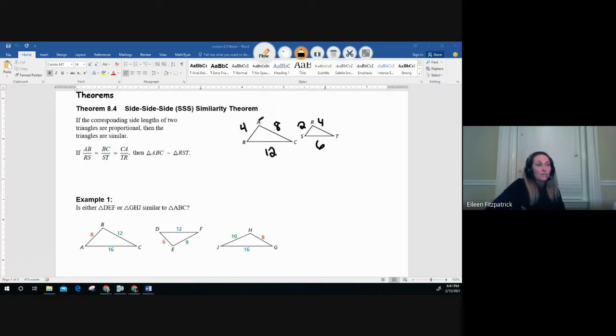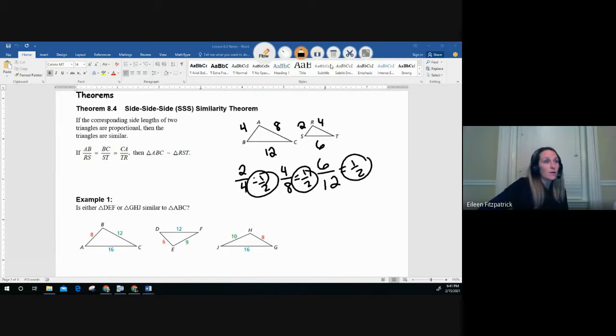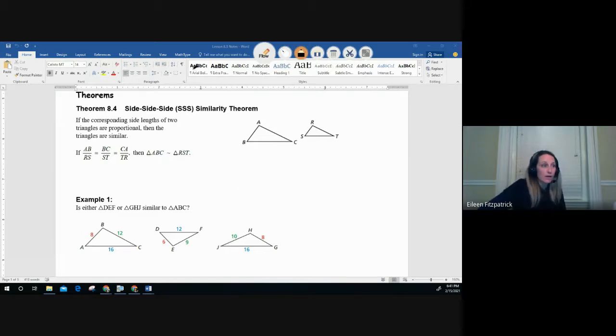If I want to know if these are similar triangles, I'm going to set up the ratios and see if they simplify down to the same scale factor. So if this side corresponds to this, I'd say 2 over 4. And this side corresponds to this one, 4 over 8. And this side corresponds to this one, 6 over 12. Since they all simplify down to 1/2, 1/2, 1/2, that means that they are similar triangles and the scale factor is 1/2. That's the kind of thing we're going to be looking at when we're using the SSS similarity theorem.